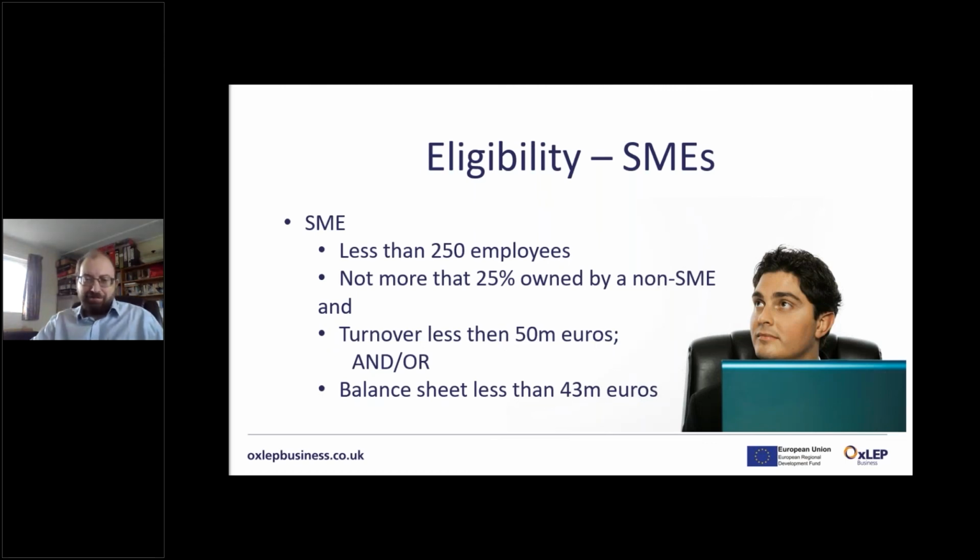So eligibility. Eligibility is for small and medium-sized enterprises, SMEs. So that is a business that has fewer than 250 employees, is not more than 25% owned by a business that is not itself an SME. So if you have one SME that owns 50% of another SME, provided the combined size of the two businesses together still meets the SME criteria, then both of those two businesses remain eligible.